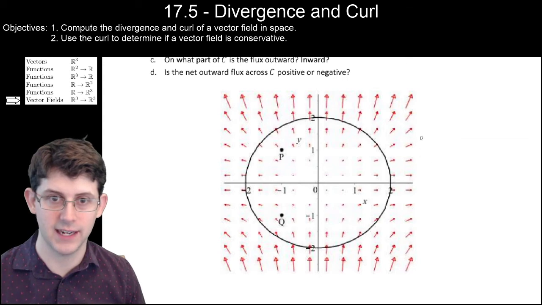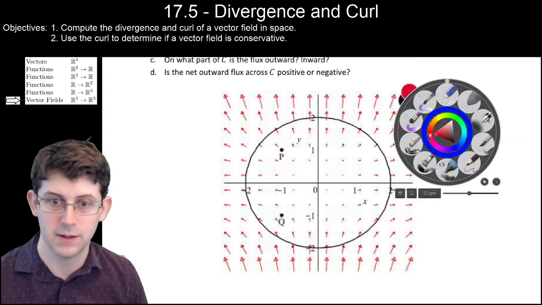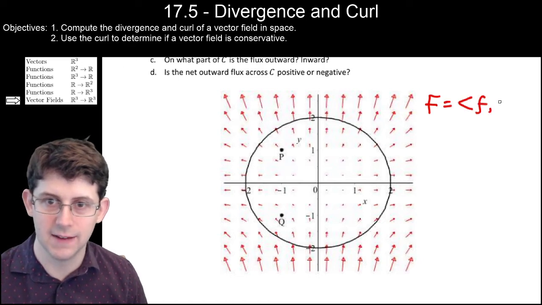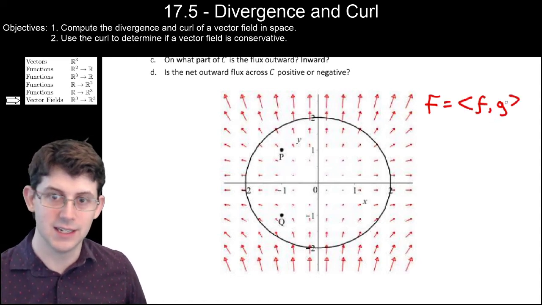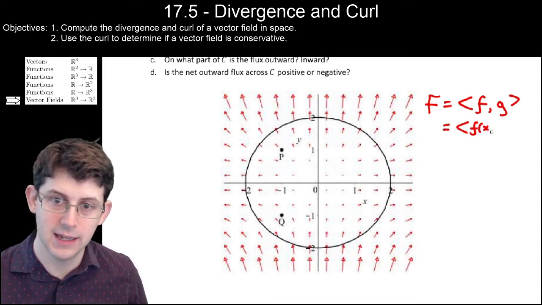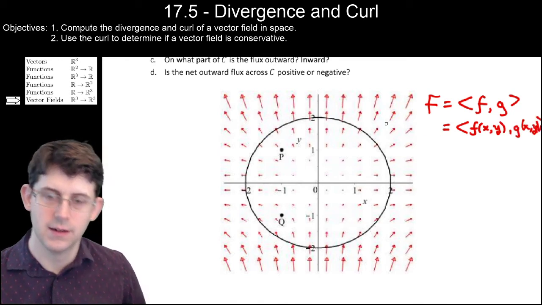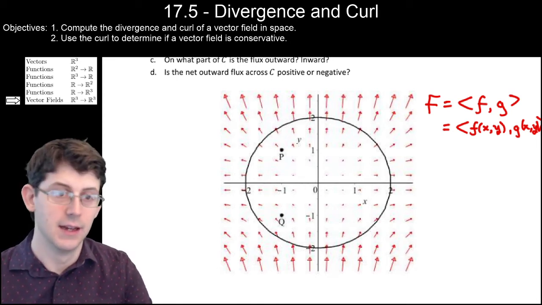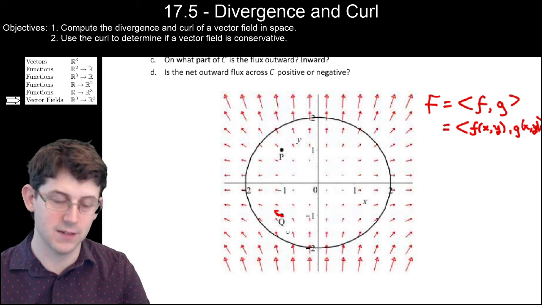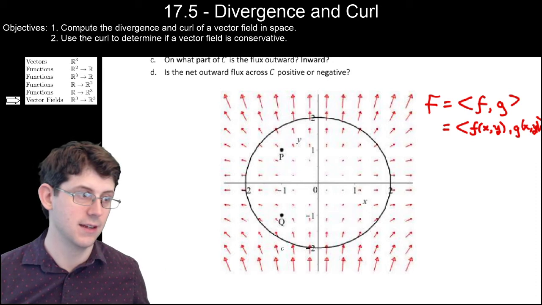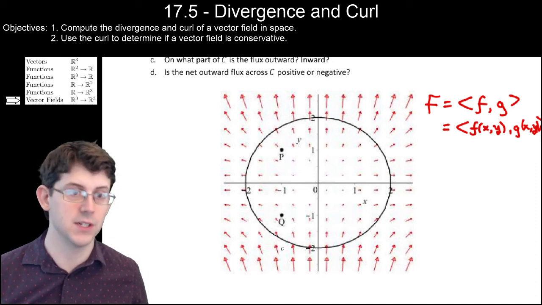So this vector field made by red arrows would be like F, and it would be something like F, G, where you'd have a function in each slot. The input would be points in the plane, and the output would be vectors. So capital F of P is like a little vector pointing this way, and capital F of Q is like a little vector pointing this way. The question is, what does the divergence look like on the picture?